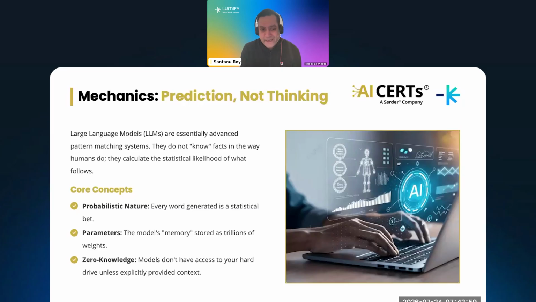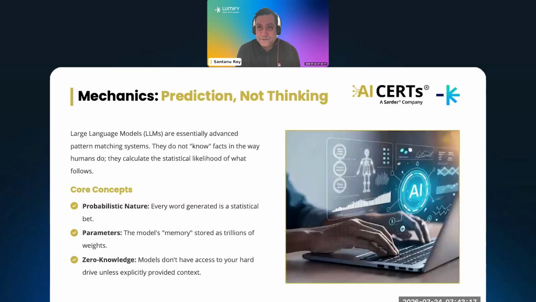AI doesn't store facts like a human brain. It is just a bunch of numbers. Those numbers are known as weights. The weights are the patterns it has learned. And with these weights, these patterns, it actually predicts what should come next.